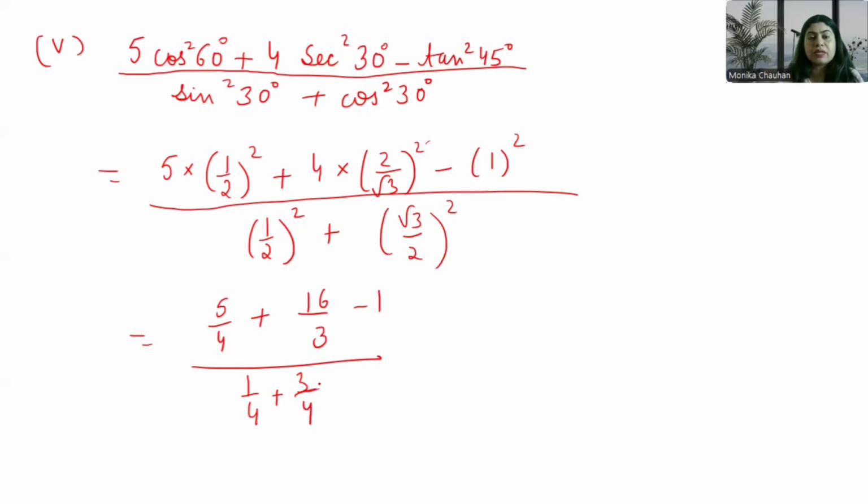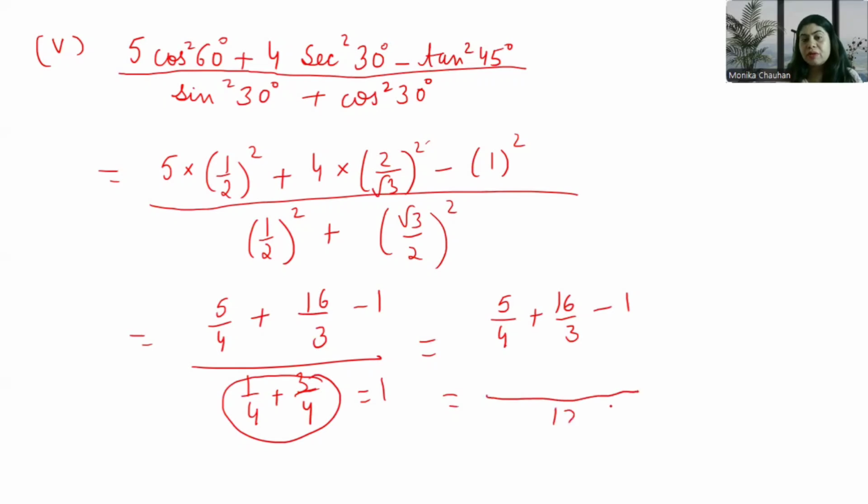Now, when you solve this separately, this denominator will turn into 1. So I only have to solve this part, 5/4 plus 16/3 minus 1. How to solve this? You have to take the LCM of 4 and 3. The LCM of 4 and 3 is 12. So this becomes 15. 12 divided by 3 is 4, 4 times 16 is 64, minus 12. So the answer is 67/12.